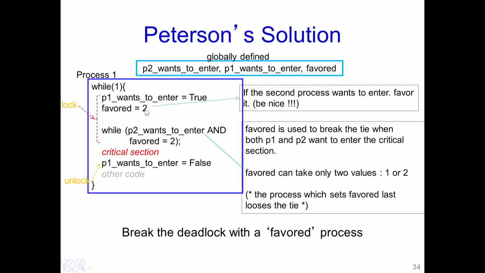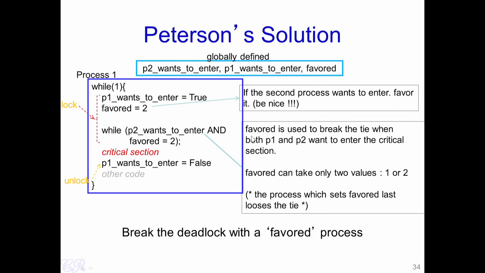So, this is a globally defined variable which is shared among the two processes. Essentially, what the favored variable does is that whenever a deadlock situation occurs, it favors one of the processes, and that process would then enter into the critical section, while the other process will continue to wait until the first process sets its flag to false. So, essentially Peterson's solution sets the value of favored to the other process, so that it favors the other process to enter into the critical section.